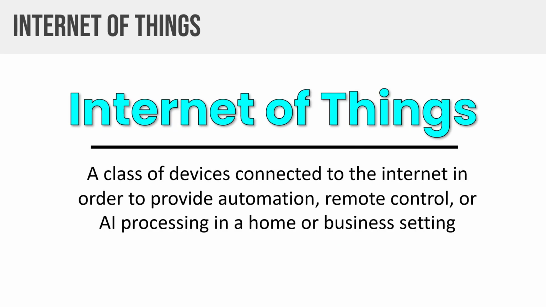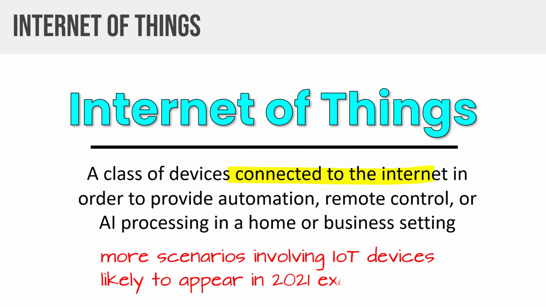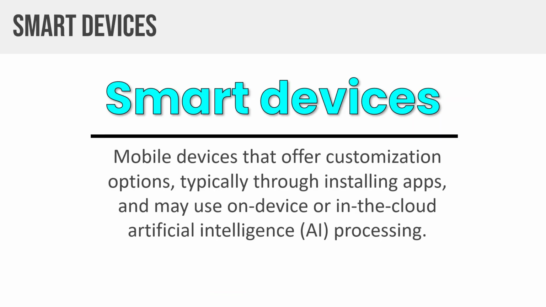Internet of Things. This is a class of devices connected to the internet in order to provide automation, remote control, or AI processing in a home or a business setting. More scenarios involving IoT devices are likely to appear in the 2021 exam update for Security Plus.